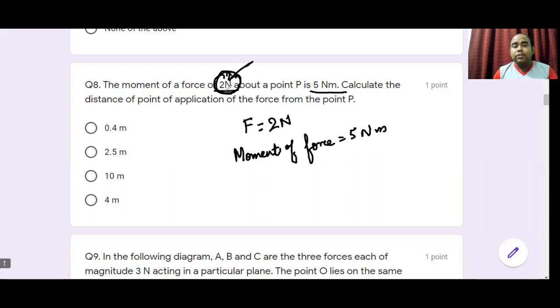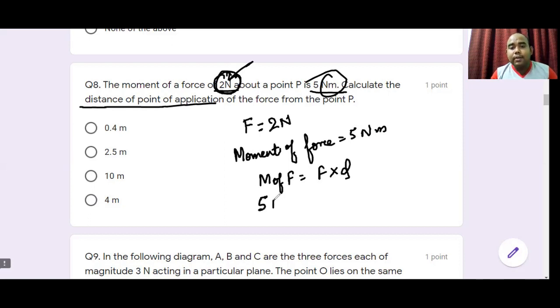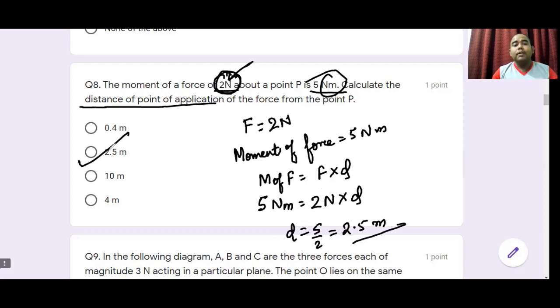Newton is the unit of force, so 2 Newton is force, and Newton meter is the unit of moment of force, so 5 Newton meter is moment of force. Calculate the distance of the point of application of the force and the point P, means I have to calculate that perpendicular distance. Very easy. हम जानते हैं मोमेंट ऑफ फोर्स जो होता है वो फोर्स इनटू परपेंडिकुलर डिस्टेंस होता है. मोमेंट ऑफ फोर्स दिया हुआ है 5 न्यूटन मीटर, फोर्स दिया हुआ है 2 न्यूटन, डिस्टेंस आराम से निकल जाएगा 5/2 which is 2.5 meter. So option 2, the second option is the correct answer.